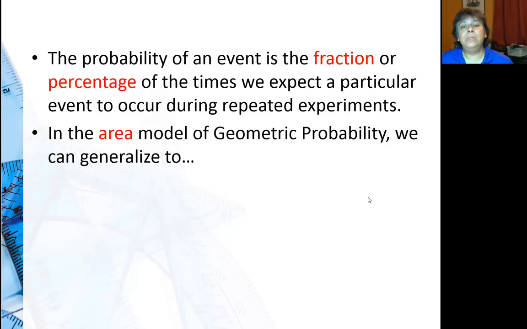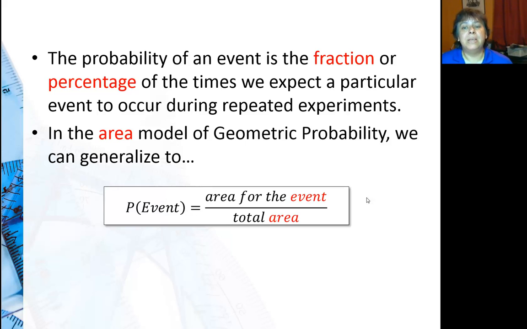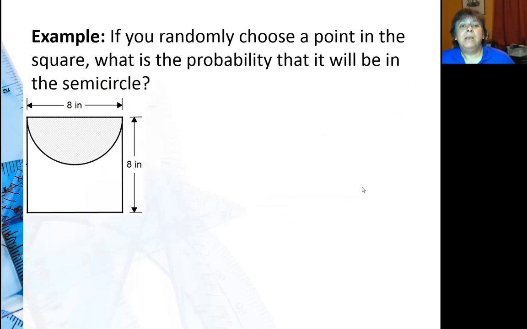Now we use the area model. We can generalize geometric probability to the area for the event over the total area, which is nice because then it lets us look at probabilities where there are different percentages for the different outcomes. In this example, I want to know what is the probability if I randomly choose a point in the square there that it's going to be in the semicircle.